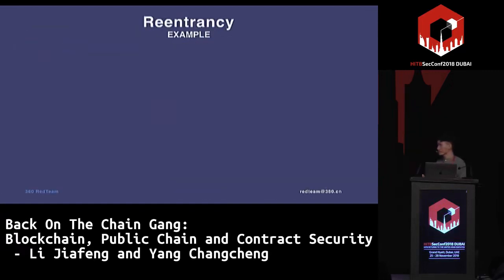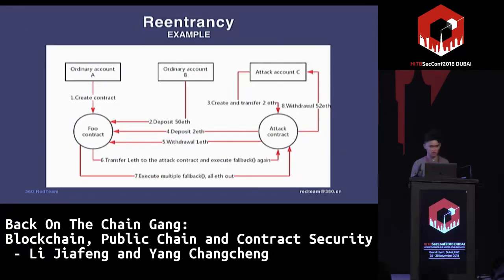So it's like this. We have a figure for this. Account A is ordinary. We create a contract like a bank. We can deposit something and withdraw something. It's like the Fore contract. And there is ordinary account B. Someone deposits some Ether to it, for example 15 Ether. And the third step is the attacker. The attacker will create a contract.